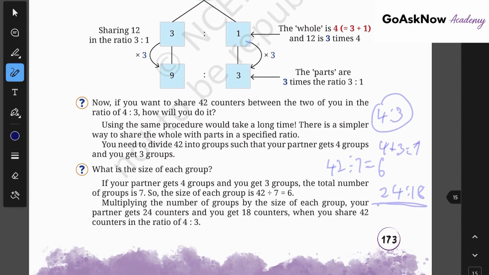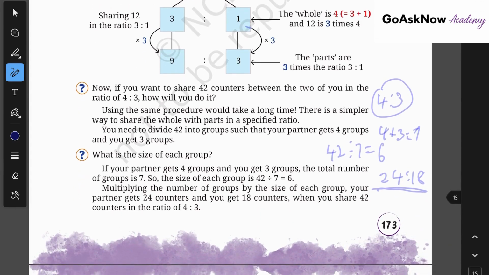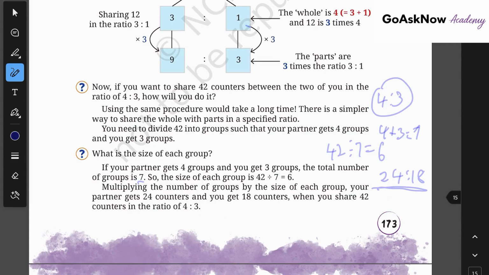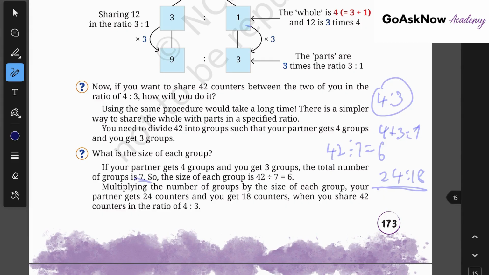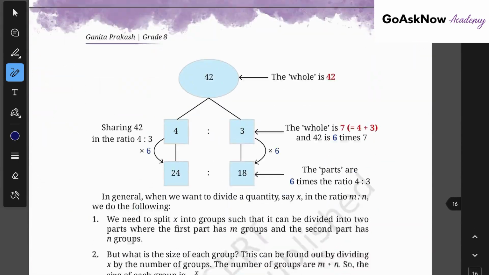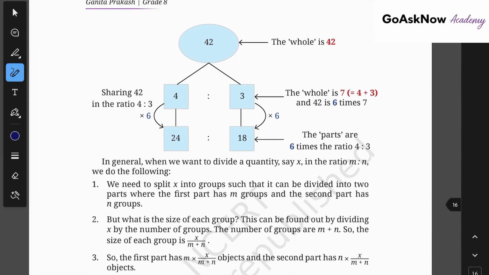If your partner gets 4 groups and you get 3 groups, the total number of groups is 7. The size of each group is 42 divided by 7, which is 6. Multiplying the number of groups by the size of each group, your partner gets 24 counters and you get 18. That is how you share 42 counters in the ratio of 4:3, as shown here. Same thing, this shows 24 and 18.